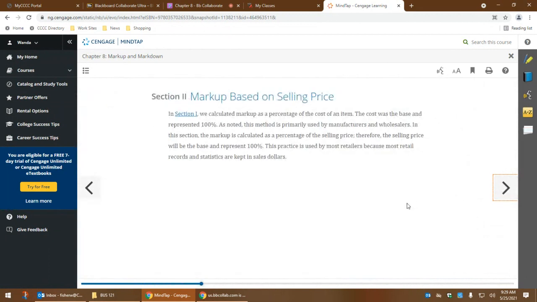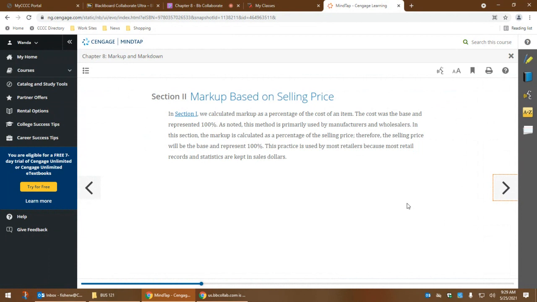All right, so what we just did in section 1, we calculated our markup as a percentage of the cost of the item. So the cost was the base, which was 100%. This method is going to be used a lot by manufacturers and wholesalers. In this section, we're going to talk about markup based on a percentage of the selling price. So the selling price is going to be the base.